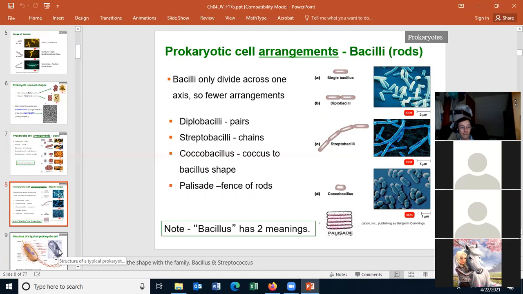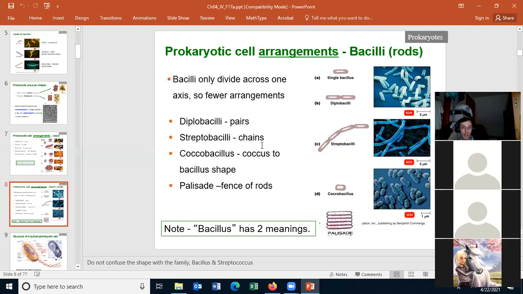The bacilli also have cellular growth arrangements, called cell arrangements. The first cell arrangement you can have is a single bacillus, where all you have is one bacillus, nothing stuck to it. You can also have diplobacilli, where 2 bacilli are stuck together. I don't really see that in this picture here. Maybe that one there. It's a pair of bacilli.